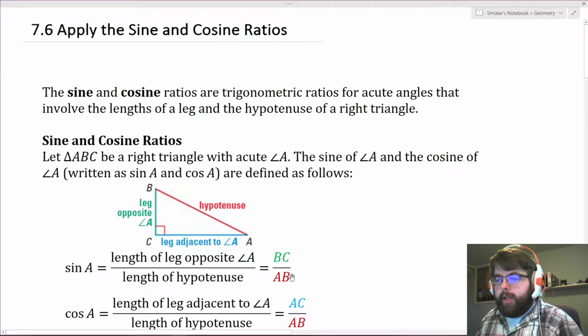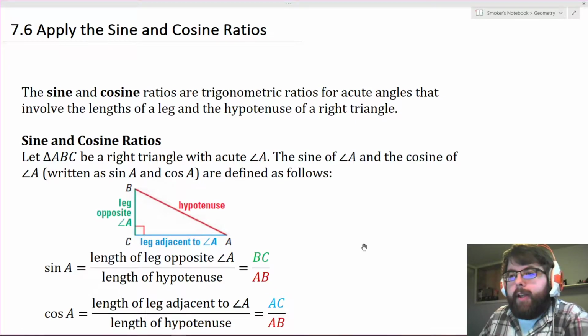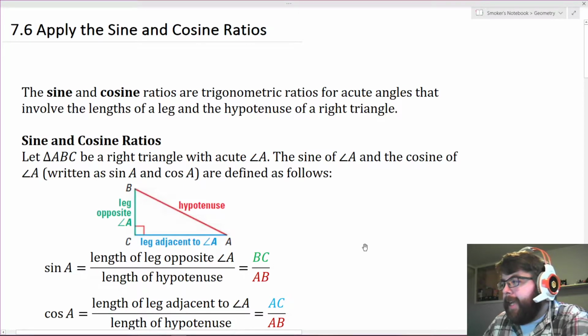Hello, geometry class. In this video, I'm going to cover chapter 7, section 6, sine and cosine. So we had talked about tangent, and we had learned that tangent is the ratio of an angle in a right triangle. Tangent's ratio is opposite over adjacent. So given an angle, the tangent of that angle is the ratio of opposite over adjacent.